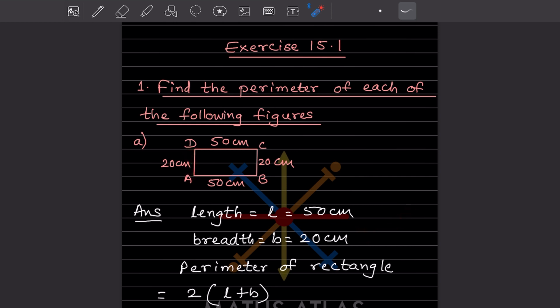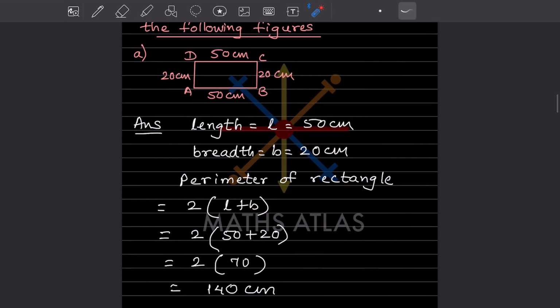So now they have asked for the perimeter and you should learn this formula. There is no other way: twice into length plus breadth. And I showed you how you get this formula. After putting this in, this breadth is also called, in some books they will mention, this breadth is nothing but the width. So you don't have to get confused, both are the same. So here twice into length plus breadth, and you just put in the values and you get 70, and 2 into 70 that is 140 centimeter.